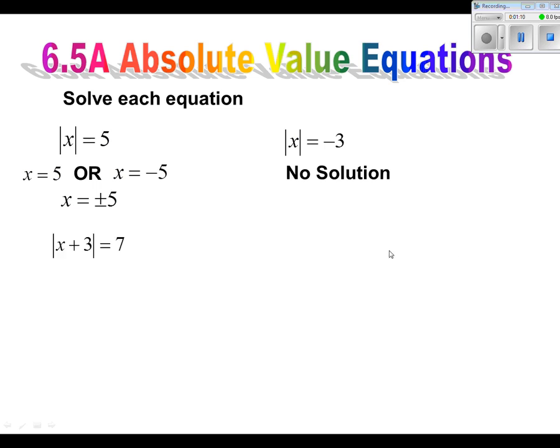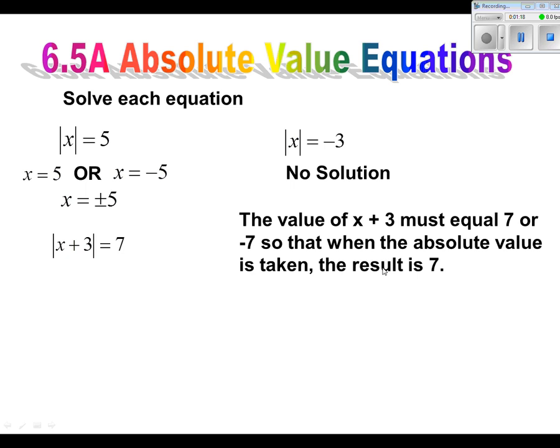The third example, absolute value of x plus 3 is equal to 7. So the value of x plus 3 has to equal 7 or also negative 7, because when you take the absolute value of both of those numbers, the result is positive 7. So what we do to solve is we split it up into two equations where x plus 3 is equal to 7. Notice there's no absolute value signs because all we're doing is solving for x right now. Or x plus 3 could be negative 7.